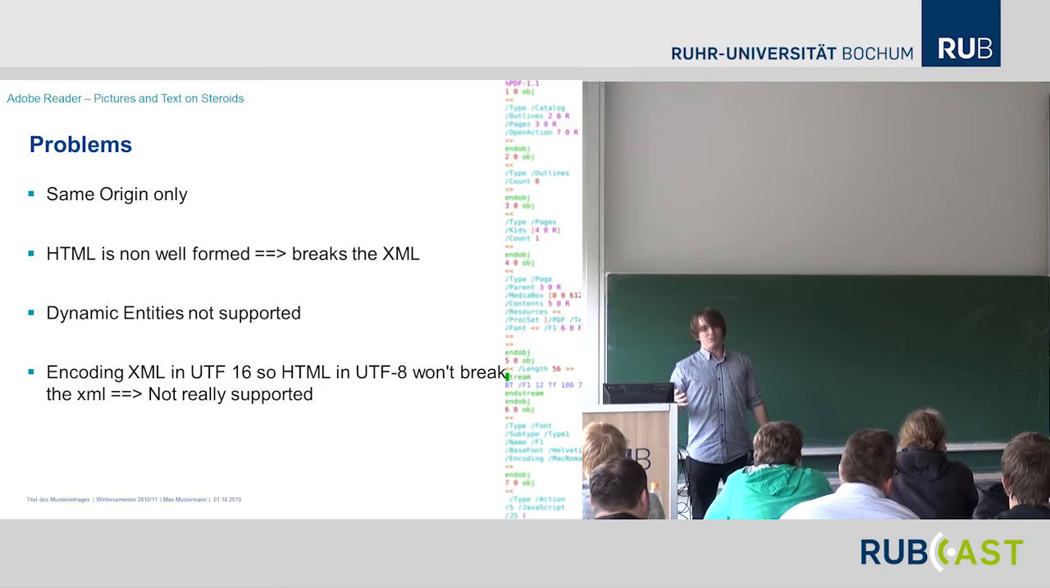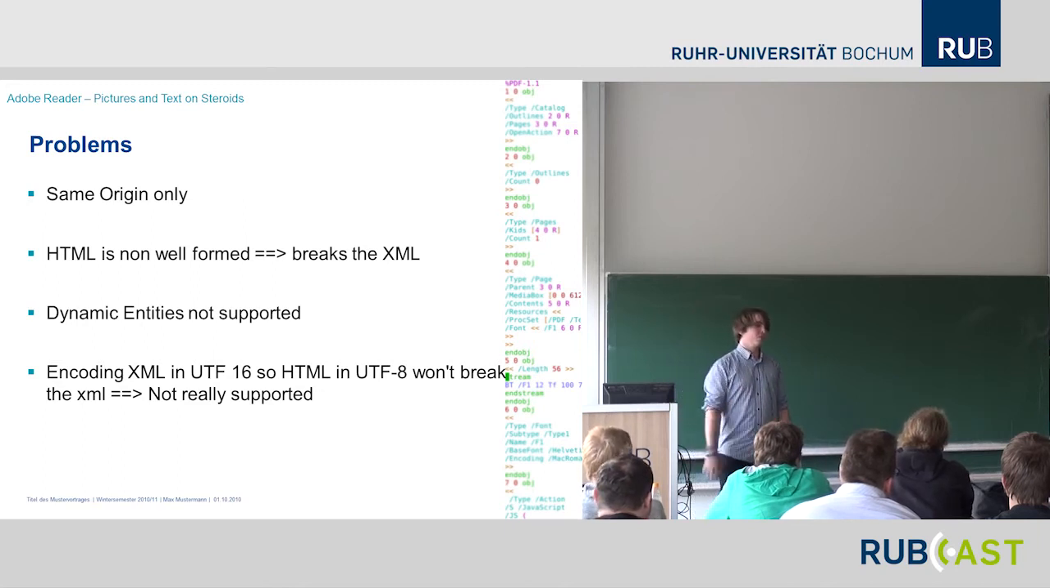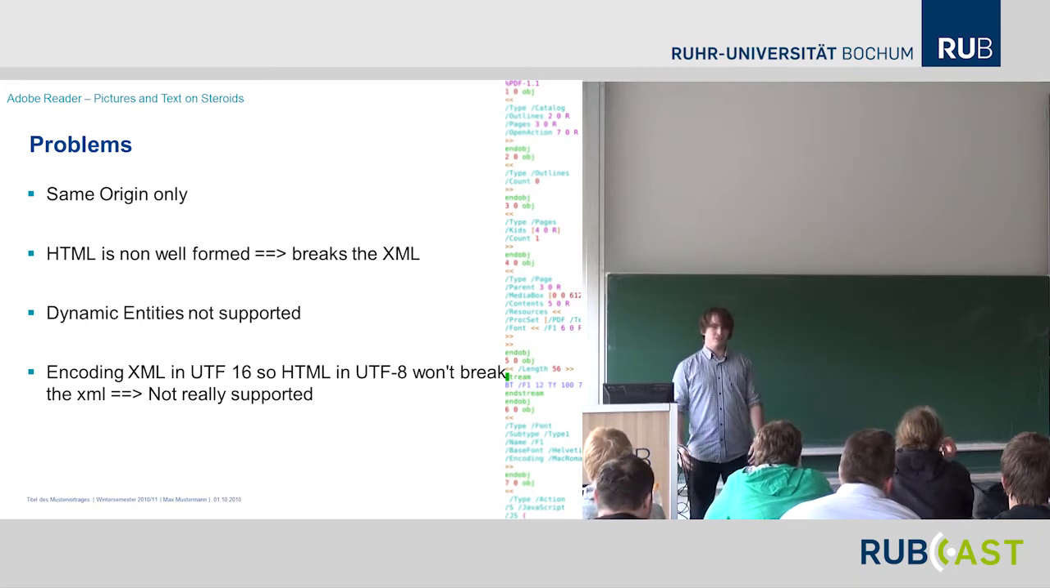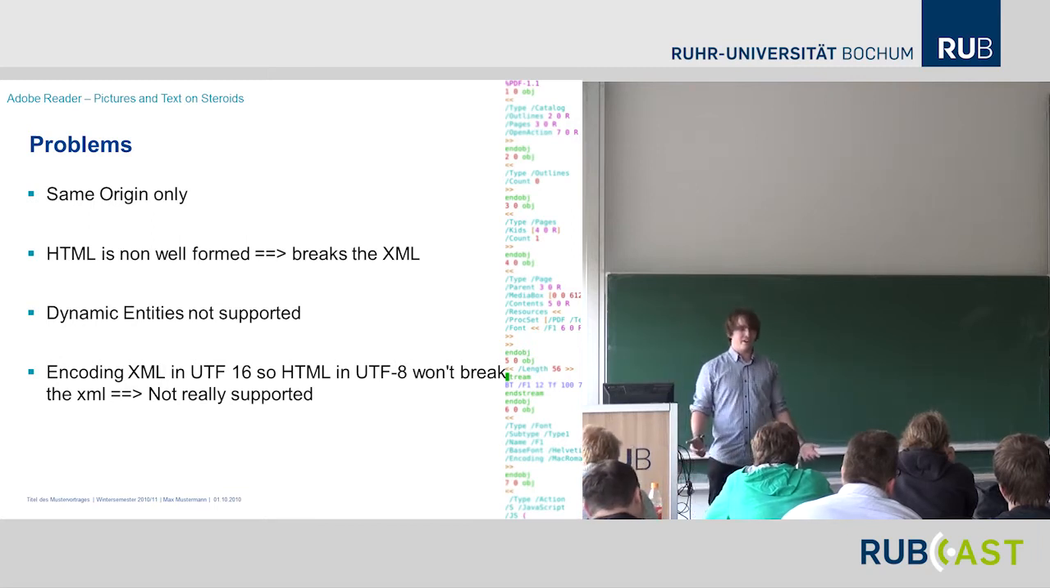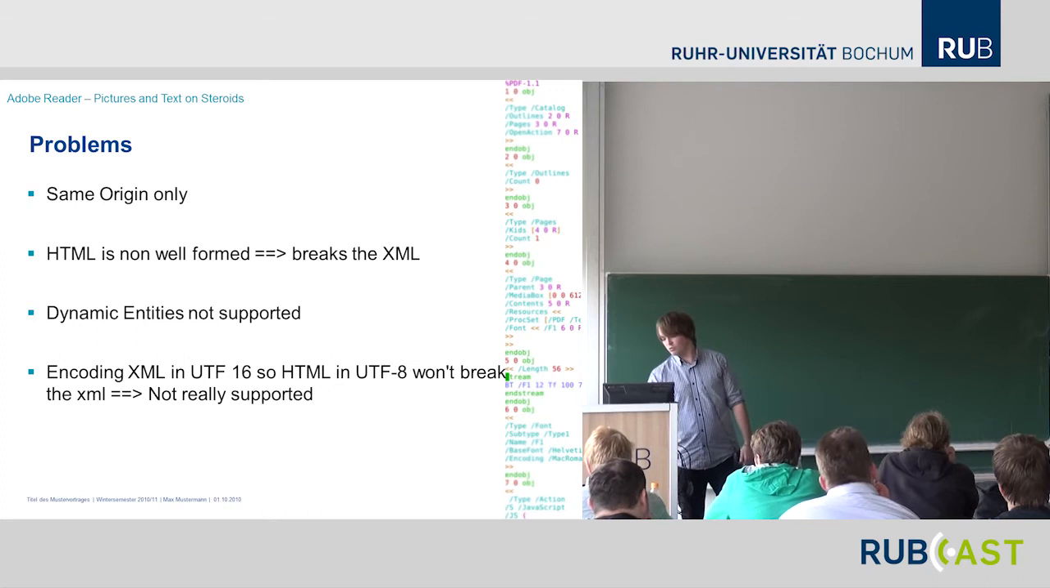The other real problem is HTML is not well formed. It will break the XML. Normally you would use dynamic entities, but the Adobe XML parser doesn't support it. Then I tried UTF-16 because I thought maybe it won't break, because HTML is normally in UTF-8. But of course, the XML parser doesn't support it either, so it's not that cool. But it can at least read JSON data from Twitter or something like this.